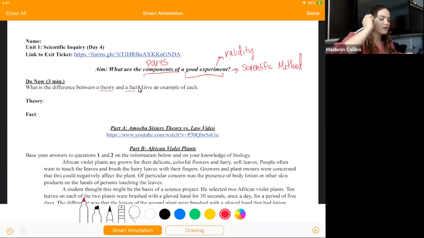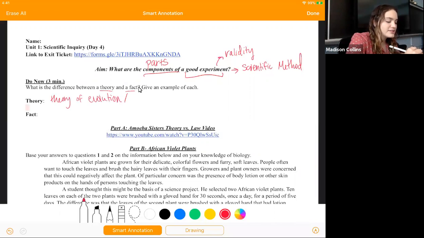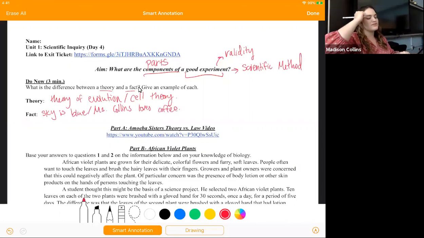Well, I'll start off by giving you an example of each. You may have heard of two theories that are pretty well known. The first one is the theory of evolution, and you may have also heard of something called cell theory. Those are two pretty famous examples of theories. I'm also going to give you two examples of facts. For facts, you could say something like, the sky is blue, or you could also say, Miss Collins loves coffee. Okay, so there are two theories and two facts.